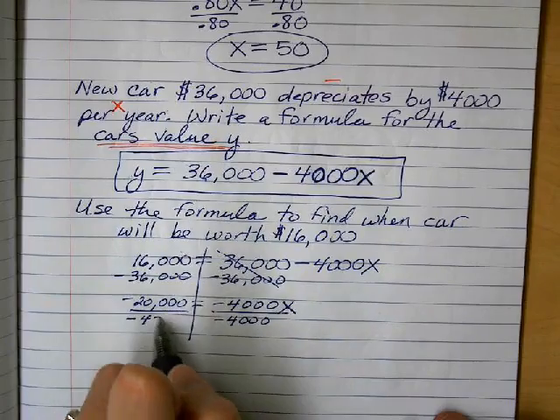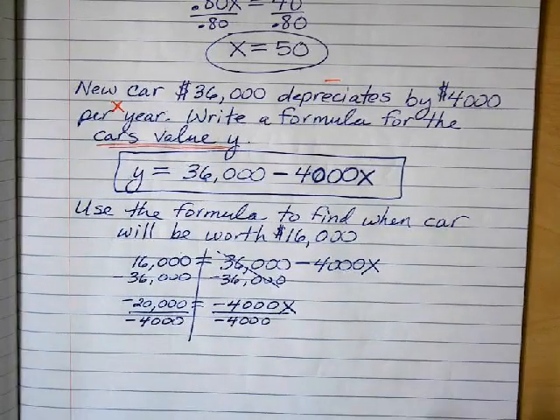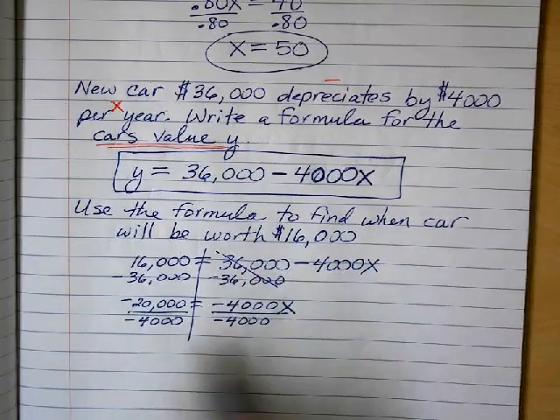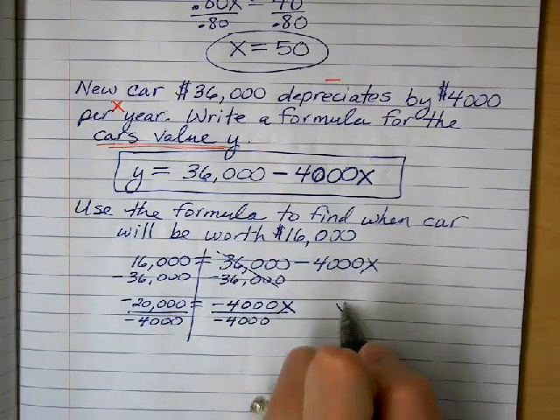So there'll be questions like that. 20,000 divided by, divide those negatives. 2 negatives make a positive, so it should come out positive.